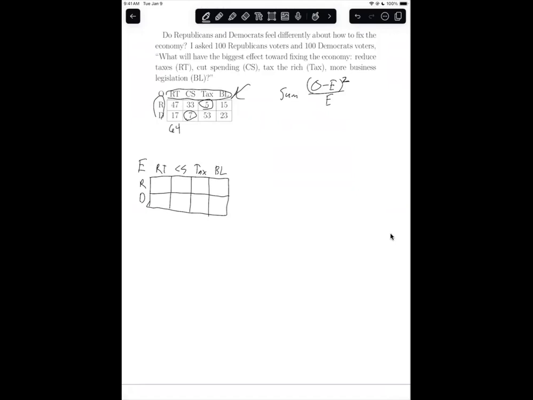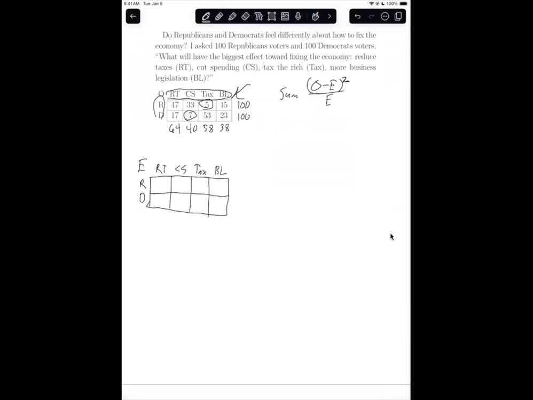Then add the next two numbers, and I get 40. I add the next two numbers and get 58. And the last two sum to 38. Those are referred to as the column marginal totals because it's the sum of each of the columns. Then we can also do the row marginal totals. I take the 47 plus 33 plus 5 plus 15 and get 100. I take the 17 plus 7 plus 53 plus 23 and get 100.